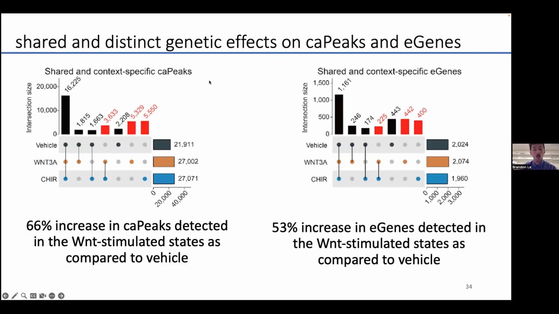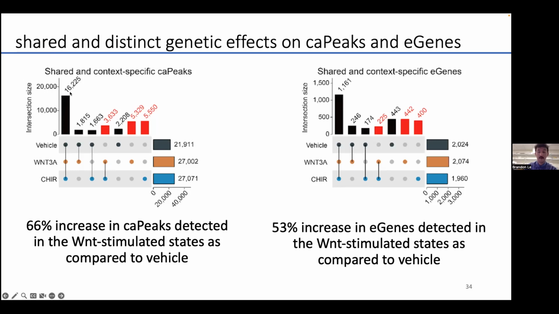So one thing we can look at is how much more genetic effect we can identify in these stimulated states. One way we can look at this is using these UpSet plots. If you haven't looked at these before, they're sort of like deconstructed Venn diagrams, where we have different categories listed down below, either vehicle or either of the Wnt stimulated states. And on the top, we're looking at the number of, in this case, genetically regulated chromatin peaks that are discovered in each of those categories.